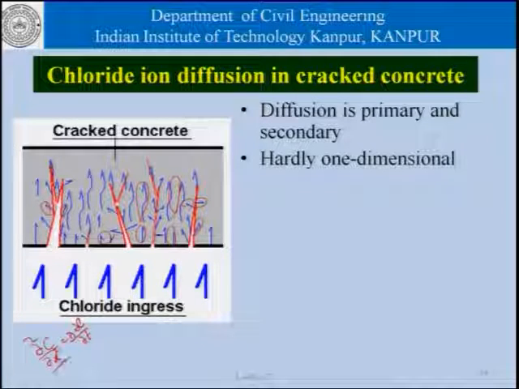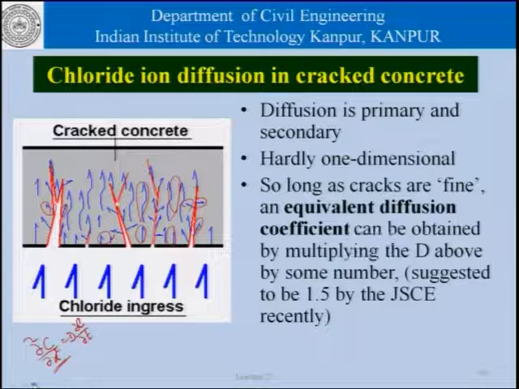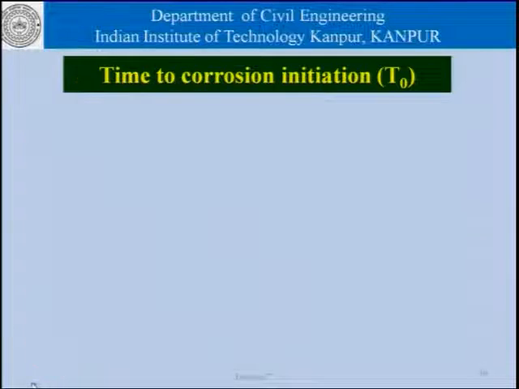So, this del 2 c by del x square basically assumes a one dimensional diffusion process, which is hardly the case if we look at a system like this, where the diffusion is definitely not a one dimensional process. But then again, it is a model. So long as the cracks are fine, very small in width, an equivalent diffusion coefficient can be calculated by multiplying the diffusion coefficient D by some factor, maybe 1.5 or 1.3 and so on.